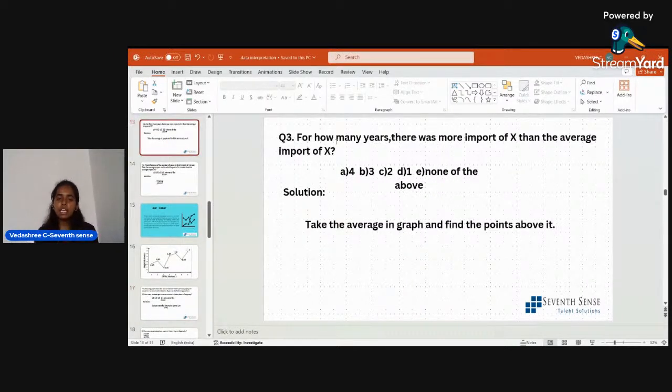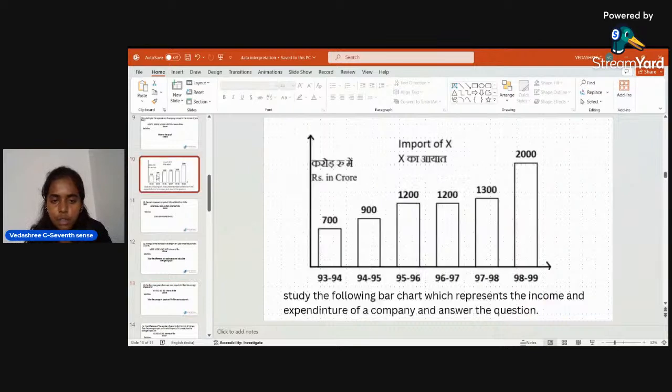So, for how many years was there more import of X than the average import of X? So this is the question. To begin, we first need to calculate the average import of X of this graph.